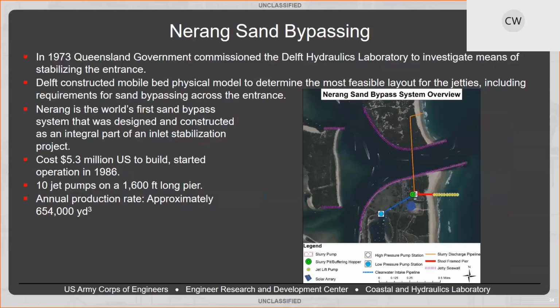So just a close-up view of what's going on. This is the largest sand bypassing system. The pier is the red line, with the yellow dots being jet pumps. And you can see they bypass by going underneath the channel. They have a steel pipe they've run underneath the inlet, and it discharges on the downdrift side of the inlet. Next slide.